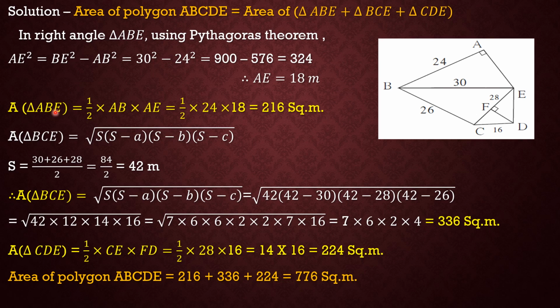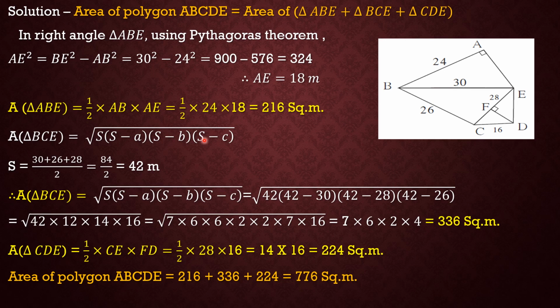Now area of triangle ABE is equal to 1 by 2 into base AB into height AE, that is equal to 1 by 2 into 24 into 18, which is equal to 216 square meter. Now to find the area of triangle BCE we have to use Heron's formula, because this is not a right angle triangle and the base and height are not given, but we have the lengths of all three sides of this triangle. So use Heron's formula.